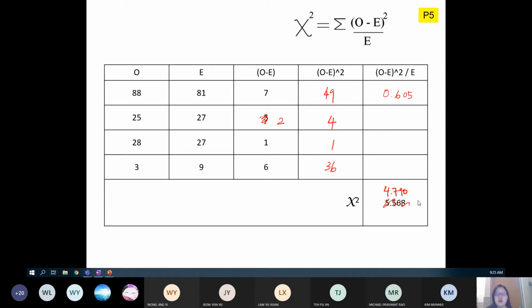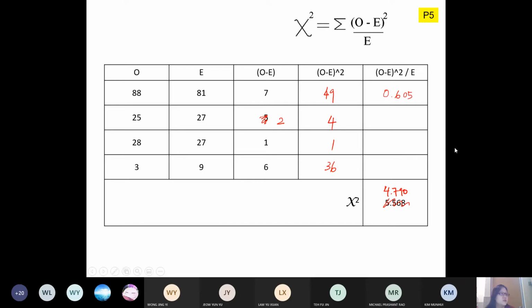So 4.790 is the chi-squared value here. Obviously, something went wrong in the slides, but we know it's 4.790 now.